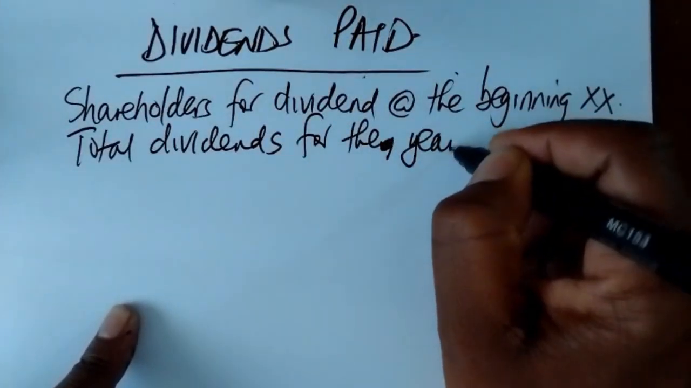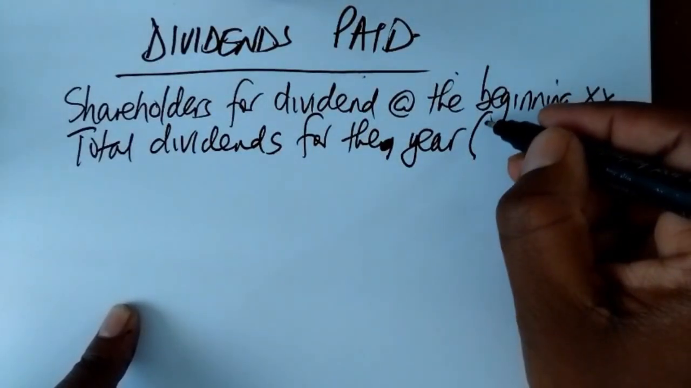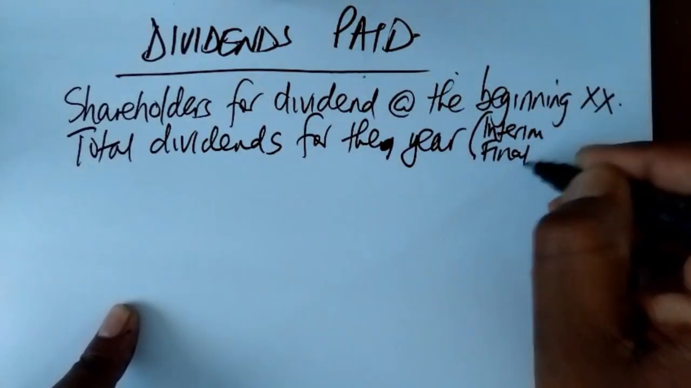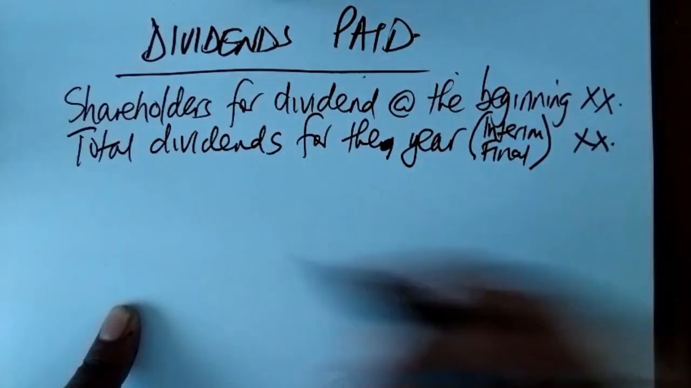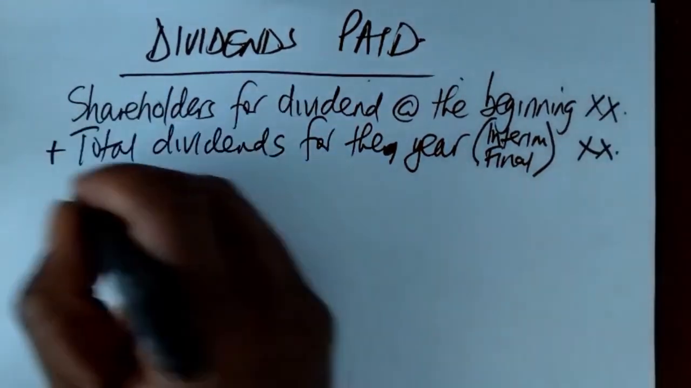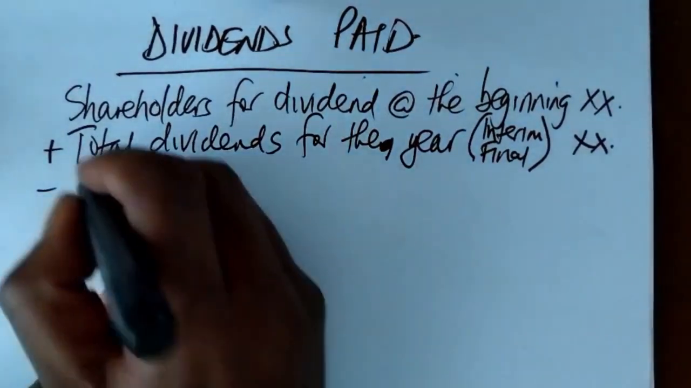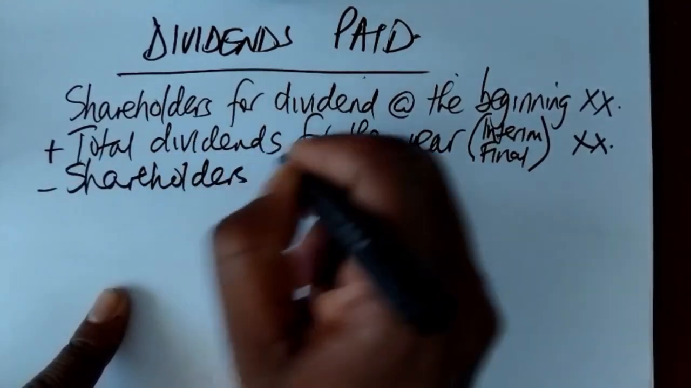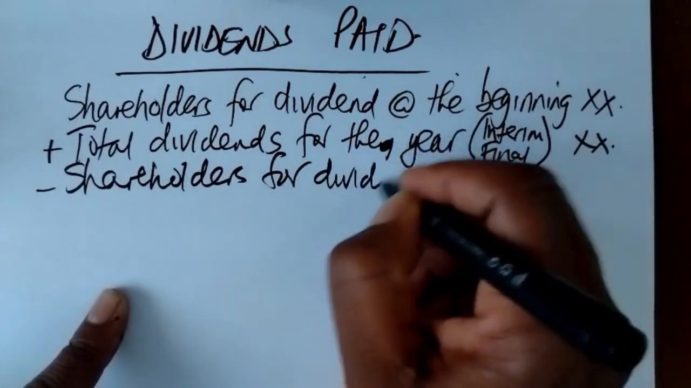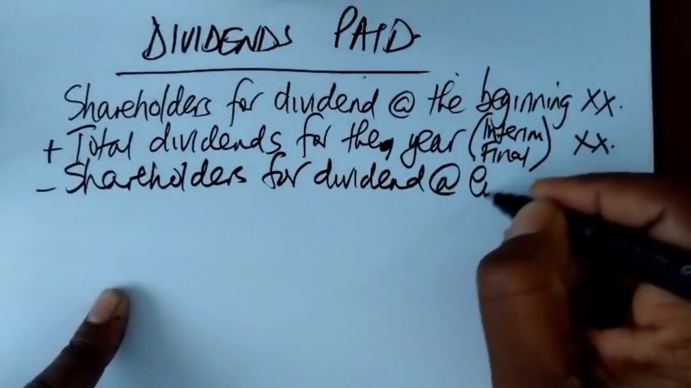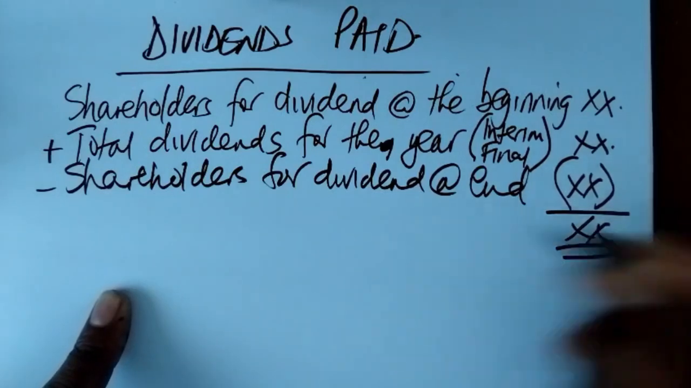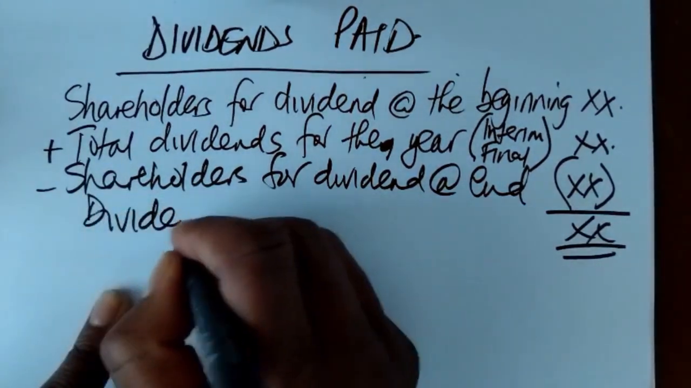When I'm talking of total dividends for the year, I'm talking of both interim and final, combined, right? And then you're going to say, so this is a plus, then you're going to say minus shareholders for dividend at the end of the year. This is in brackets, and this will give you dividend paid.